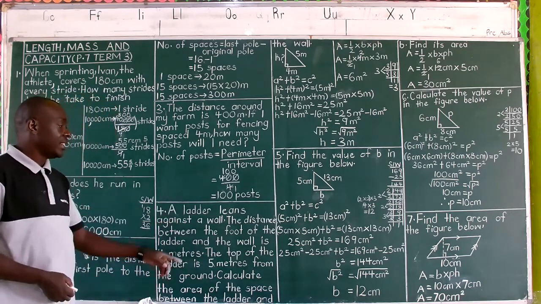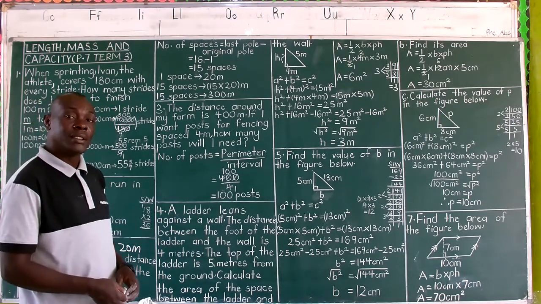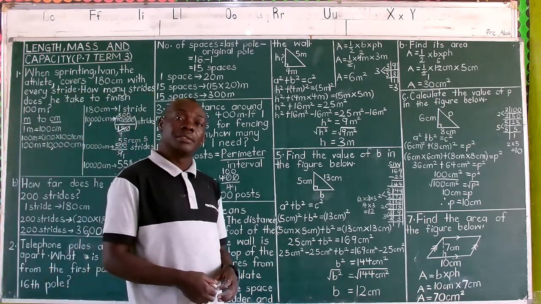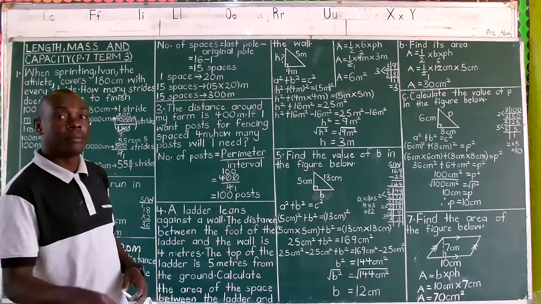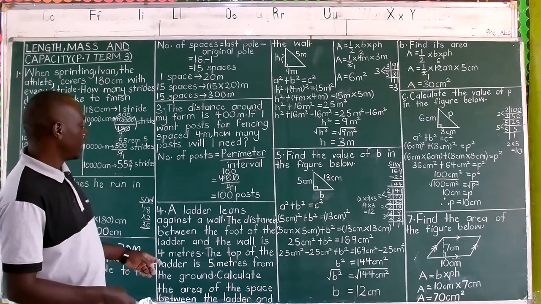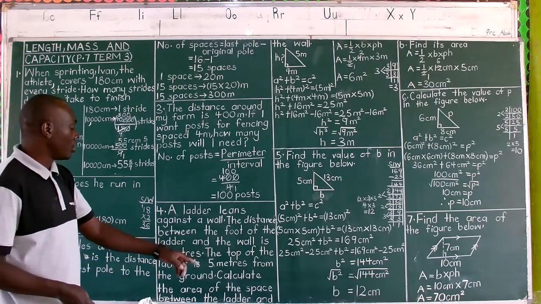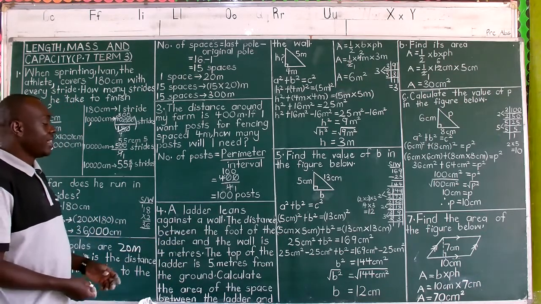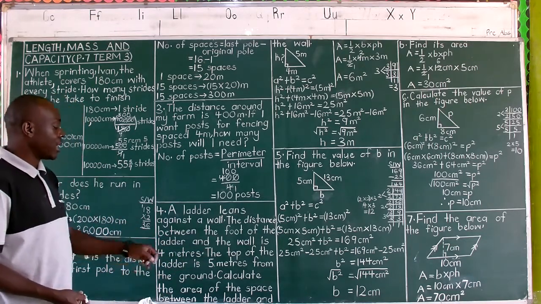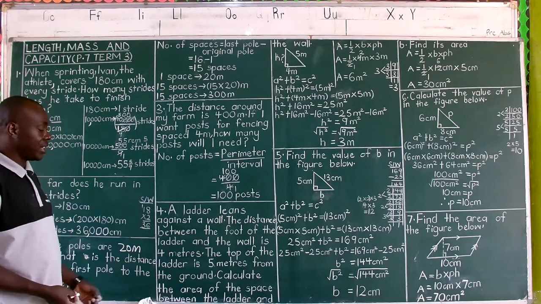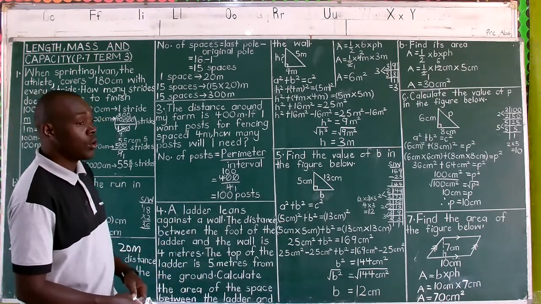So see a ladder. A ladder leans against a wall. Have you ever seen one leaned against the wall? Okay, that is mathematics, forming a particular shape. The distance between the foot of the ladder and the wall is 4 meters. The top of the ladder is 5 meters from the ground. Calculate the area of the space between the ladder and the wall.